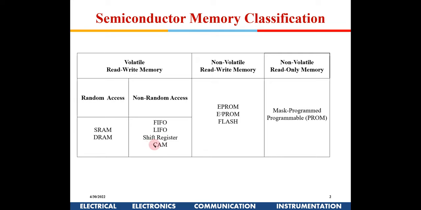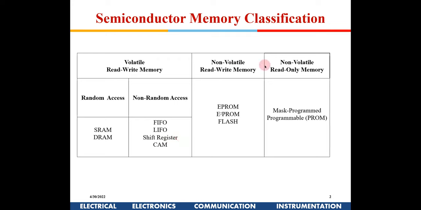This is known as content addressable memory. This works in a slightly different manner. Instead of putting the address and taking the data from the memory cell, you put the data onto the data line and then you find out what is the address which contains that particular data. We'll learn about this towards the end of this class.